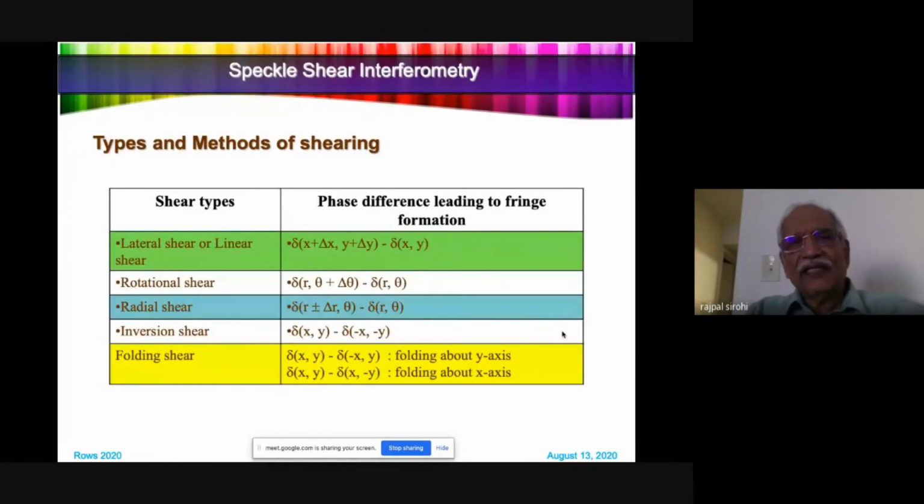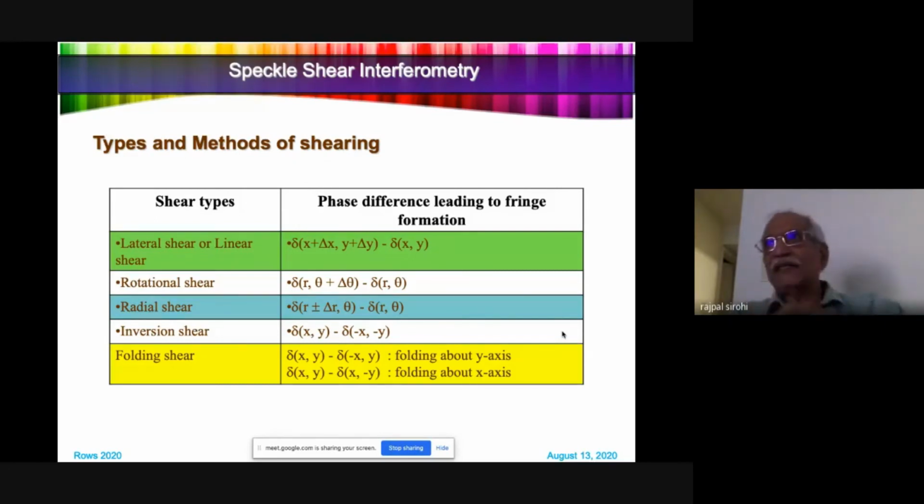We use several shearing methods. And I have put them under 5 different categories. Lateral shear or linear shear, where the object itself is linearly shifted. Rotational shear, which is rotated with respect to the center axis.